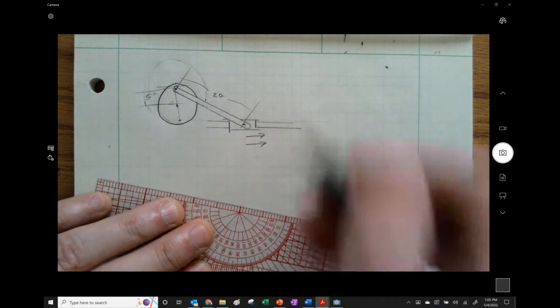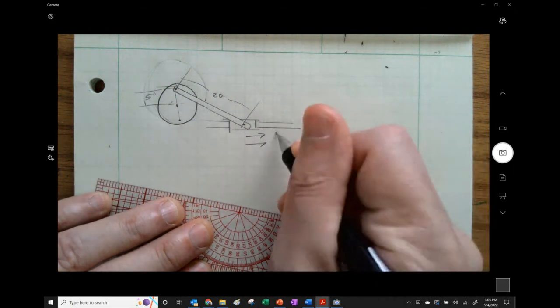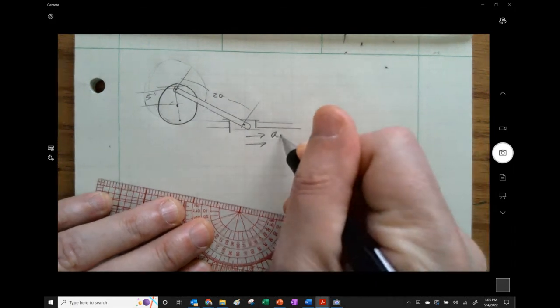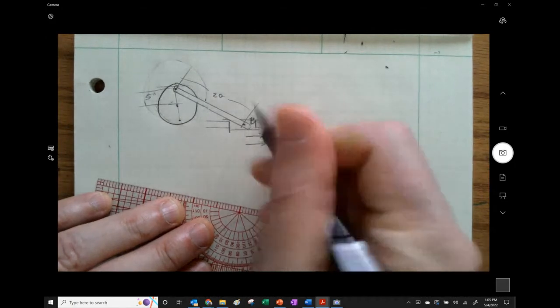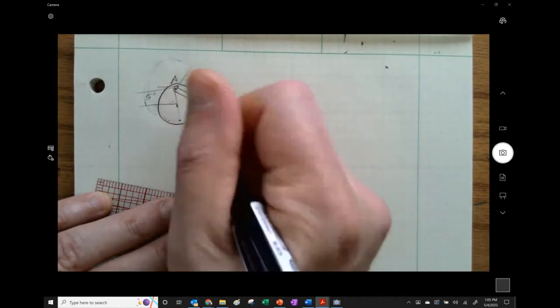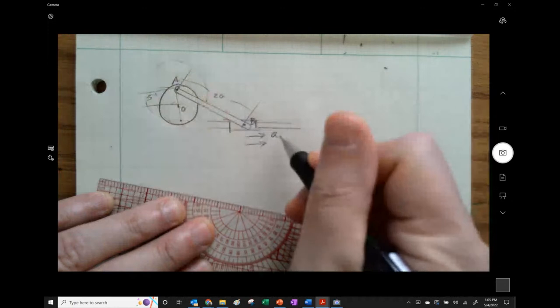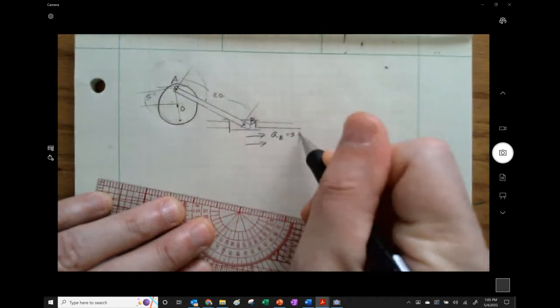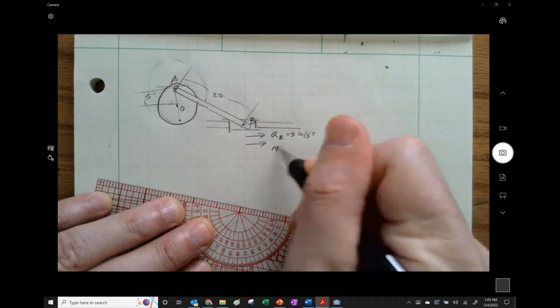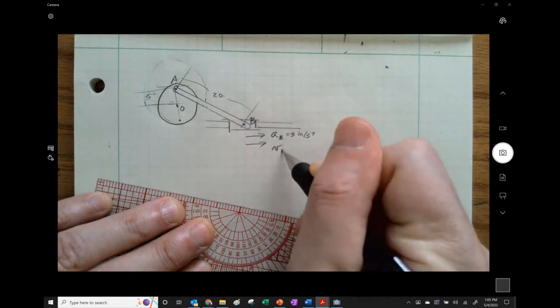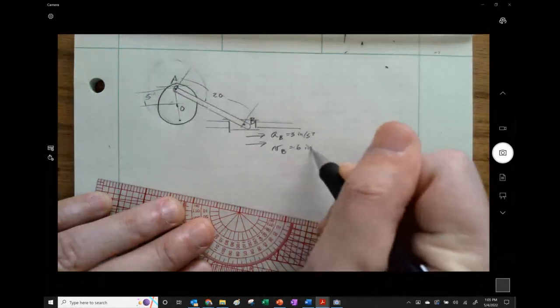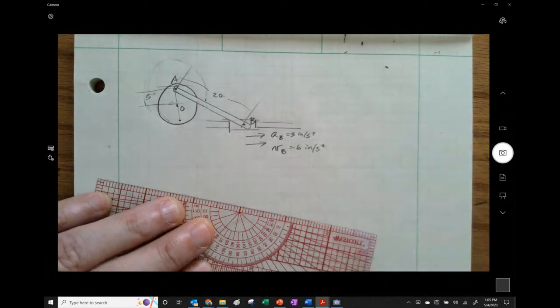Okay, great. And so this is acceleration of, I guess this is B, that's A, and we'll call that O. And the acceleration of B is 3 inches per second squared, and the velocity of B is 6 inches per second.